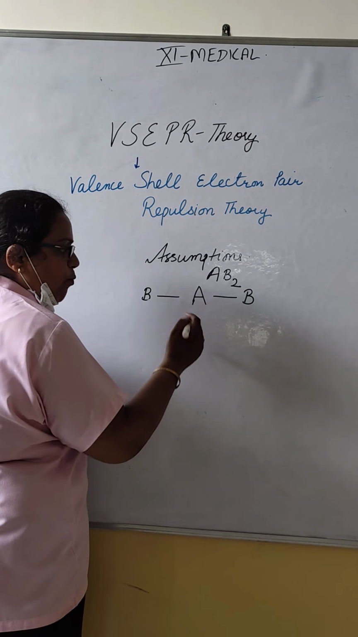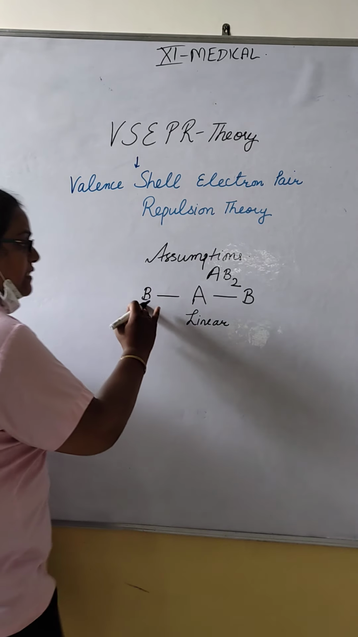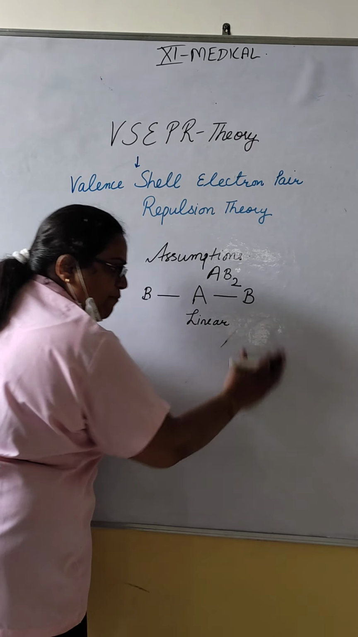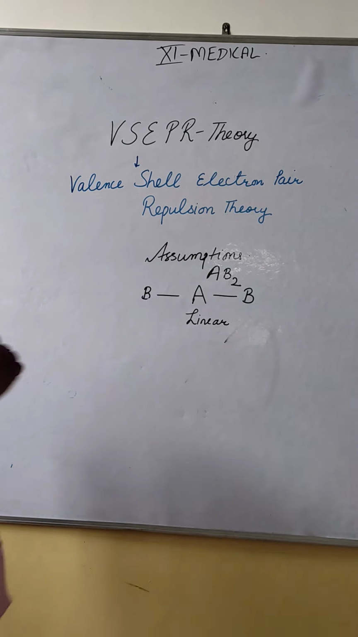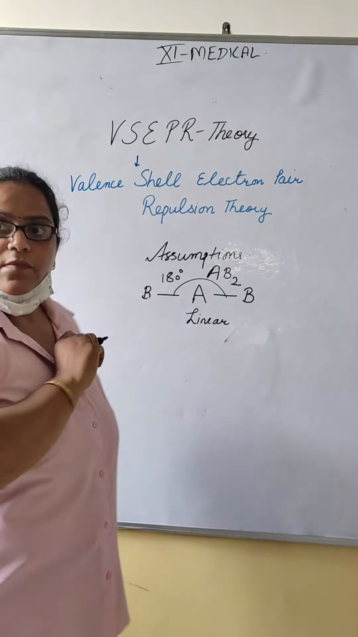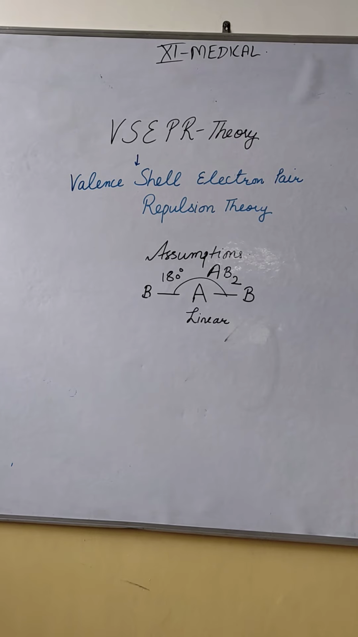But in this case, what will be the shape? It is linear. Either you place them like this or like this, everywhere the shape will be linear and the angle between them will be how much? 180 degrees. So is it clear? Whenever the central atom is surrounded by two other atoms, the geometry will be linear and the bond angle will be 180 degrees. Speak everyone. Okay?